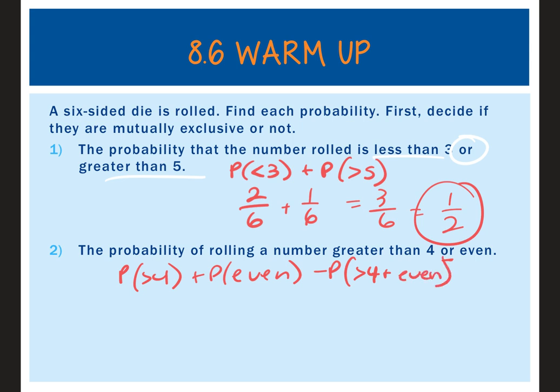So how many numbers are greater than 4? 2 of the 6. How many are even? 3 of the 6. How many are bigger than 4 and also even? 1, just 6, right? So this is 5 minus 1, that's 4/6, which is 2/3.